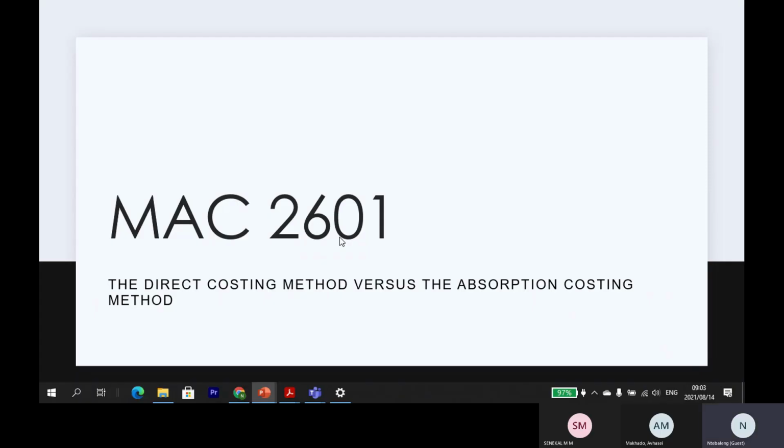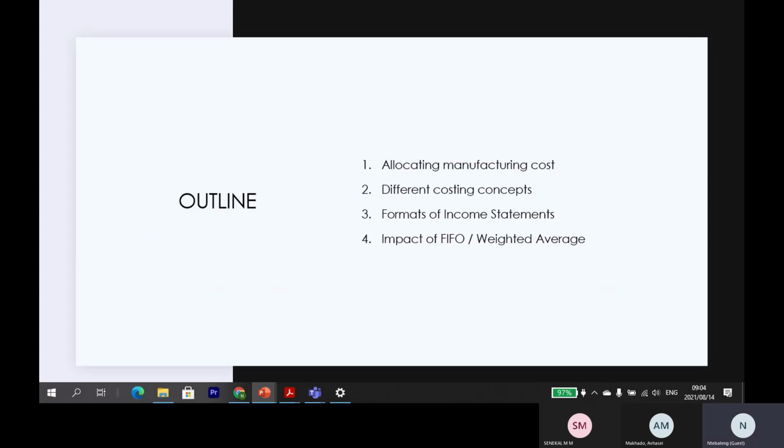Today we are doing the direct costing method versus the absorption costing method. Some of the things that we're going to touch on are allocation of manufacturing costs, different costing concepts, formats of the income statement, and the impact of the first in, first out method and the weighted average on the costing concepts.